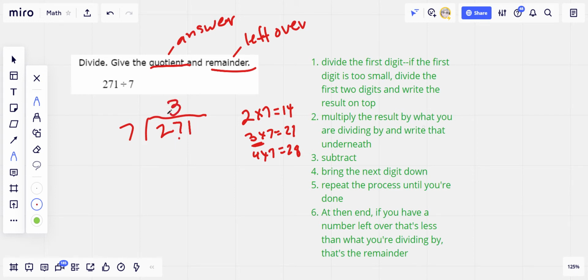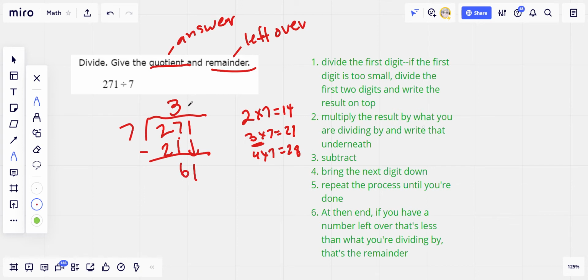Now we do our multiplication. 3 times 7 is 21, and then we do our subtraction. So 27 minus 21 is 6. And then we bring down our 1. So now we've got 61 here, and that's an even bigger number, maybe more difficult to figure out how many 7s go into 61. What would 61 divided by 7 be?